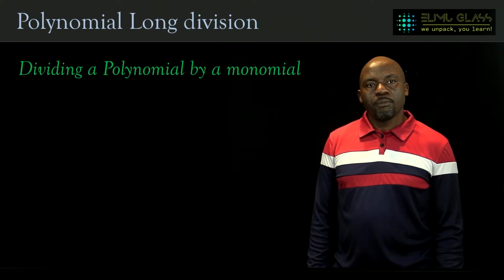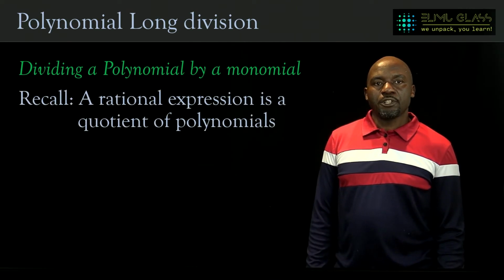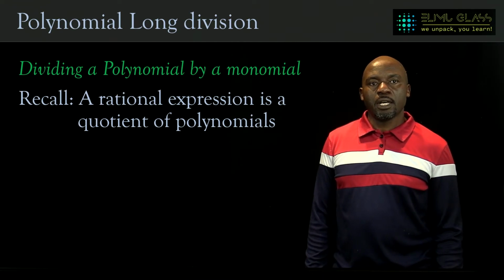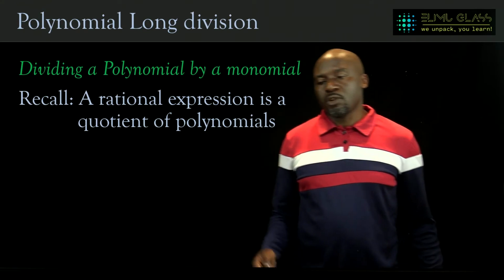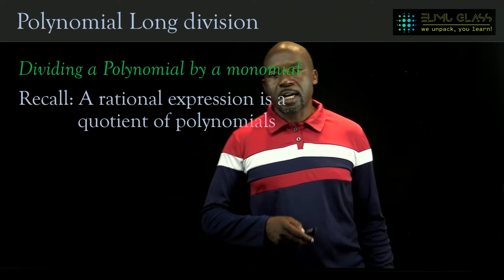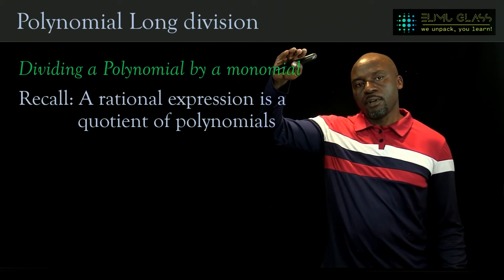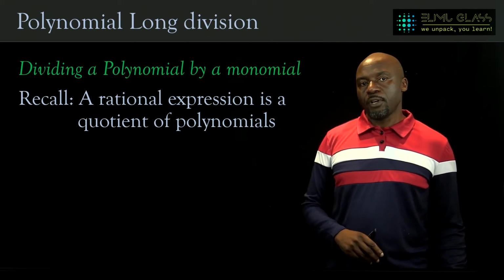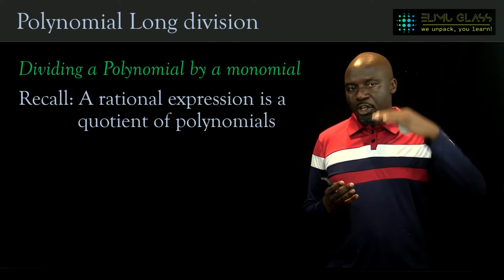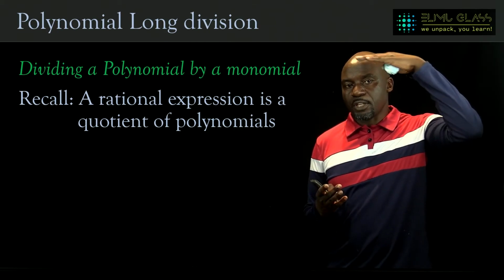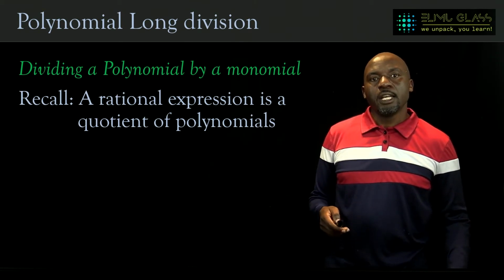Dividing a polynomial by a monomial. Here is a polynomial. A rational expression is a quotient of polynomials. So when we talk of a rational, like what we just looked at earlier, that would be a rational expression. The numerator will be a polynomial, the denominator will be a polynomial. So rational expressions are division or quotients of polynomials. So the numerator and the denominator are polynomials.